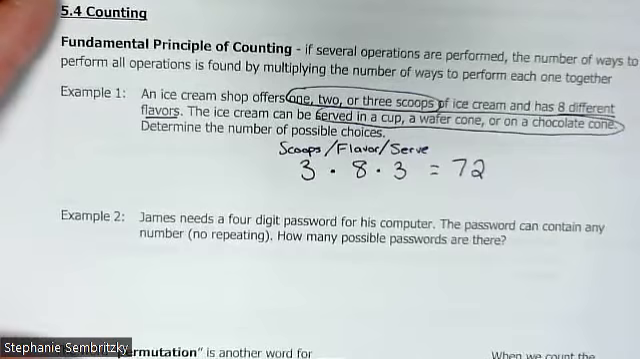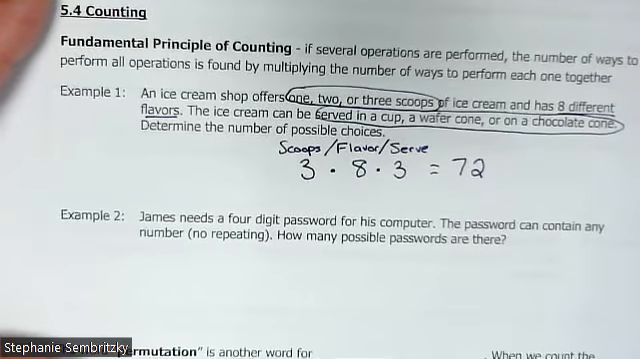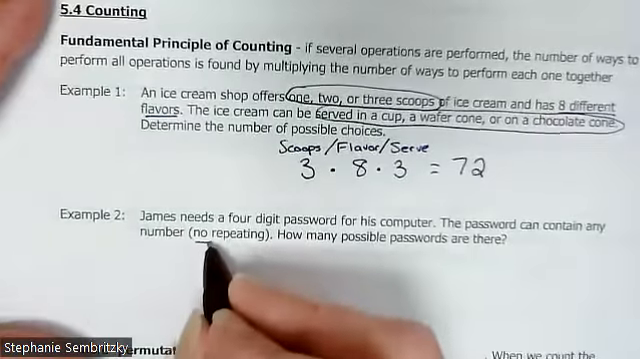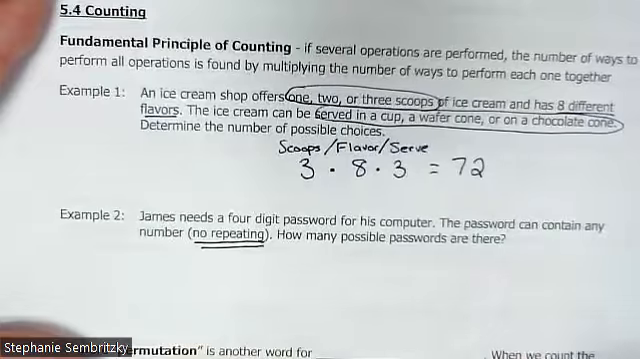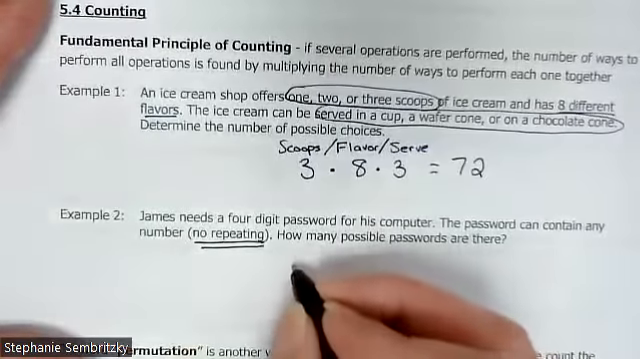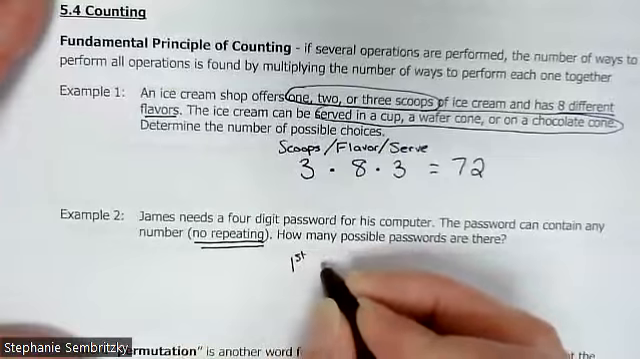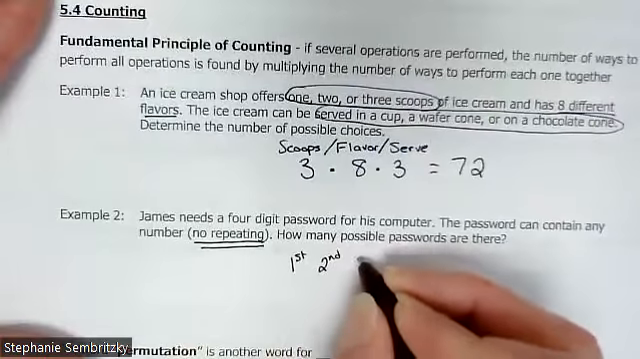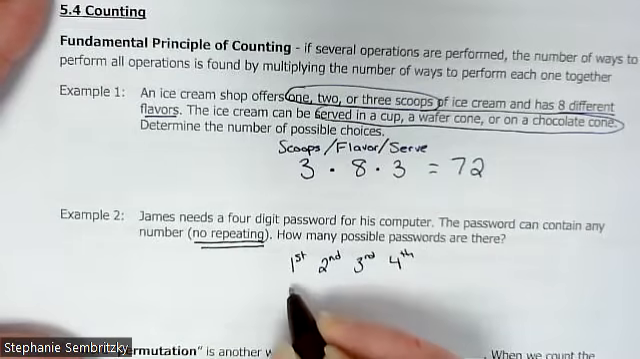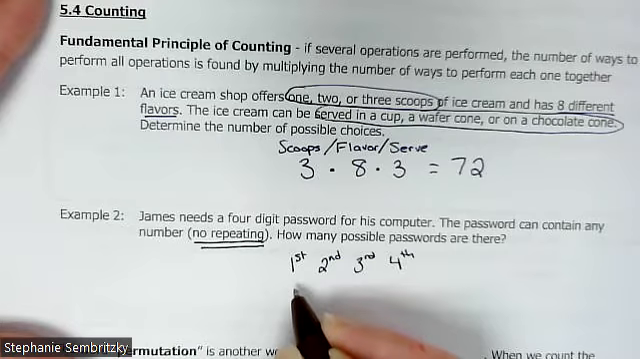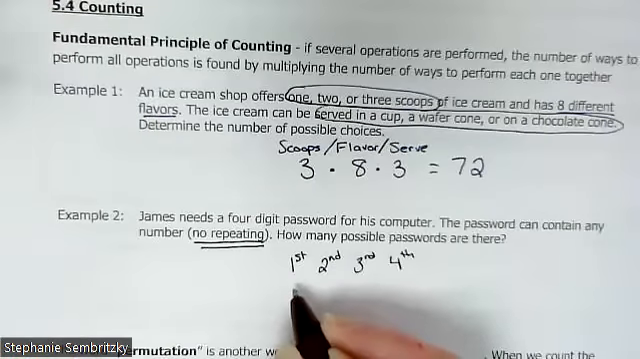James needs a 4-digit password for his computer. The password can contain any number, but no repeating. How many possible passwords are there? So we need to think about the first digit, the second digit, the third digit, and the 4th digit. How many options does he have for the first digit? 0 through 9.